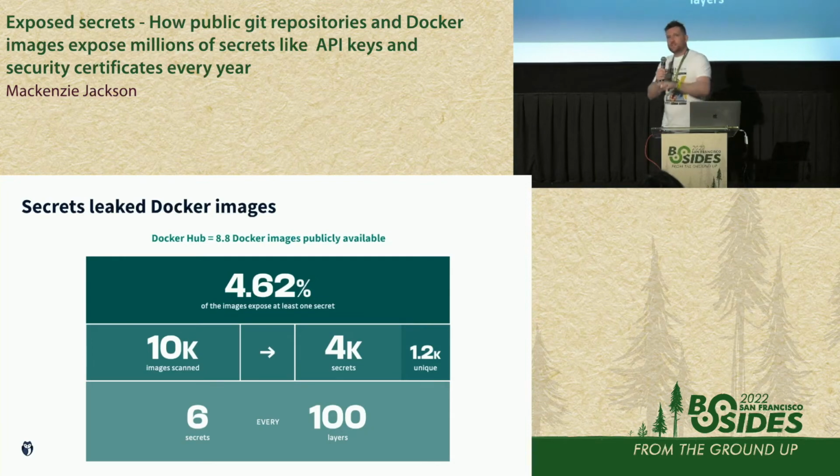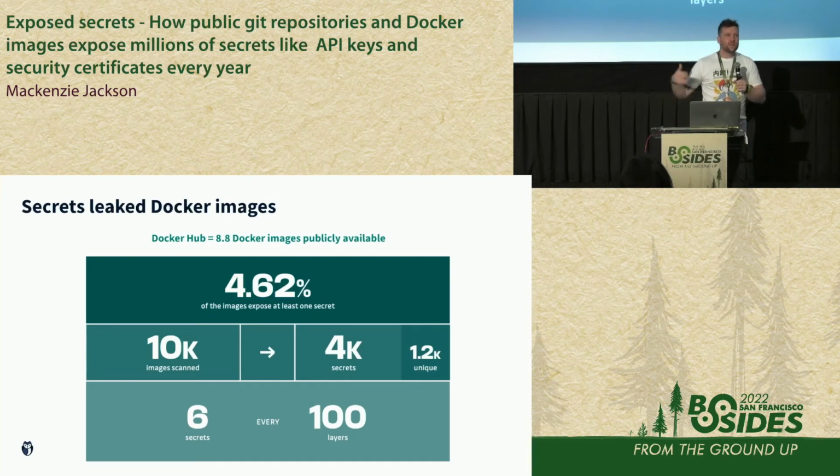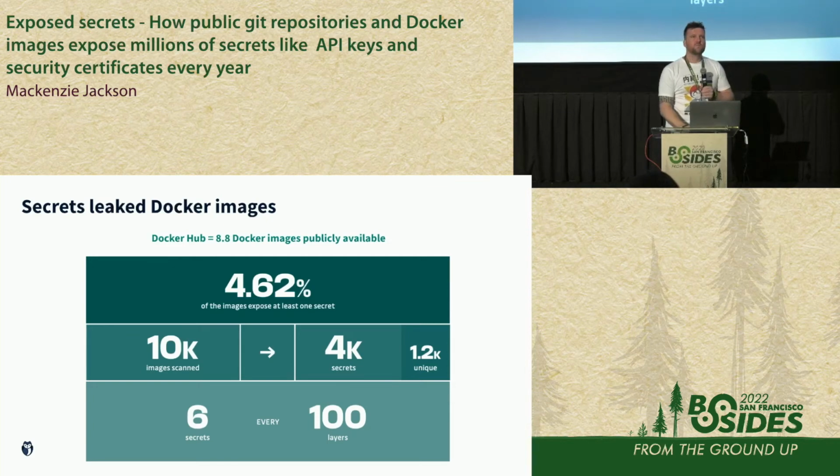The secrets were a little bit different. They're much more internal structures. We found a lot of GitHub tokens. But 5% of Docker images containing a secret is massive. That means you only need to download like 20, 25 Docker images to find something sensitive. We scanned 10,000. We found 4,000 secrets. 1.2 thousand of them were unique. So some troubling concern there with Docker and people not understanding how those containers work.